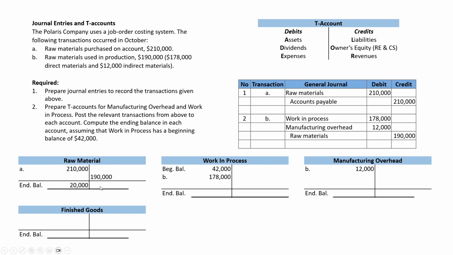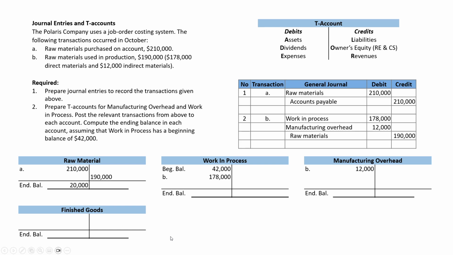Remember, when we calculate T account balances, we take whichever side is the smaller side. Here, that's a credit of $190,000. Subtract it from the larger side, which here is a debit balance of $210,000. Since the debit balance is larger than the credit balance, our resulting balance in raw materials is $20,000. So now we've used some of the materials directly in work in process, some for manufacturing overhead. We've got $20,000 of raw material left.